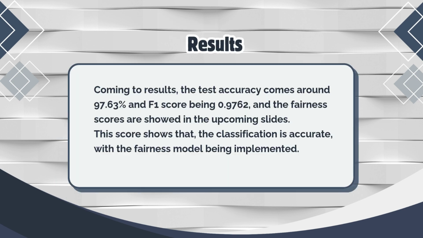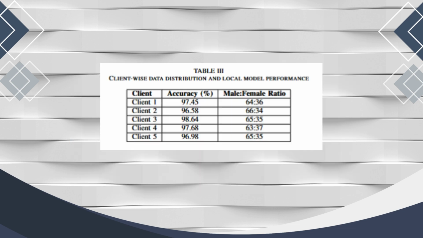Yeah. Now coming to results. The test accuracy comes around 97.63% and F1 score being 0.9762, and we'll see how each client has also performed. Client 1 has 97.45 accuracy, client 2 has 96.58, client 3 has 98.64, client 4 has 97.68, client 5 has 96.98.